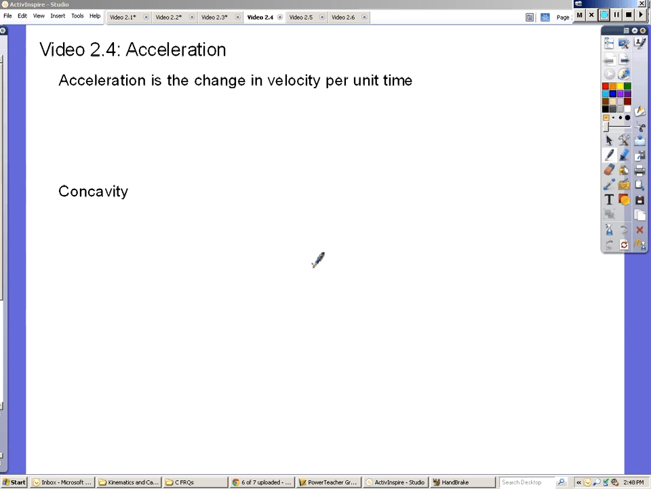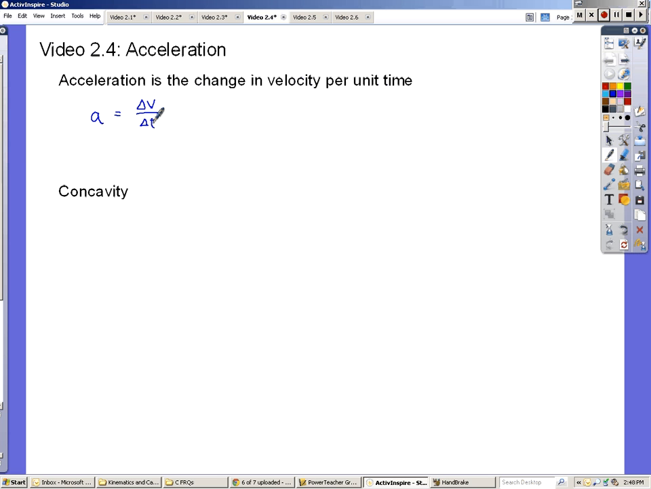Welcome to the fifth video in Physics C. This one deals with acceleration. And you should know the definition of acceleration from last year. It's the change in velocity per unit time, or mathematically, a equals delta v over delta t. It has a direction, just like velocity does. It's a vector. The acceleration and the velocity are not always in the same direction. We'll look at that on the next slide.